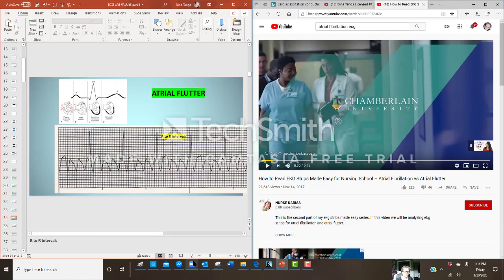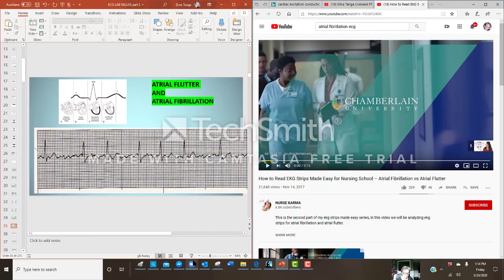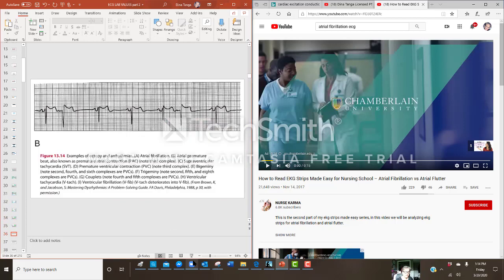Atrial flutter. With atrial flutter, you're going to have the sawtooth P waves.